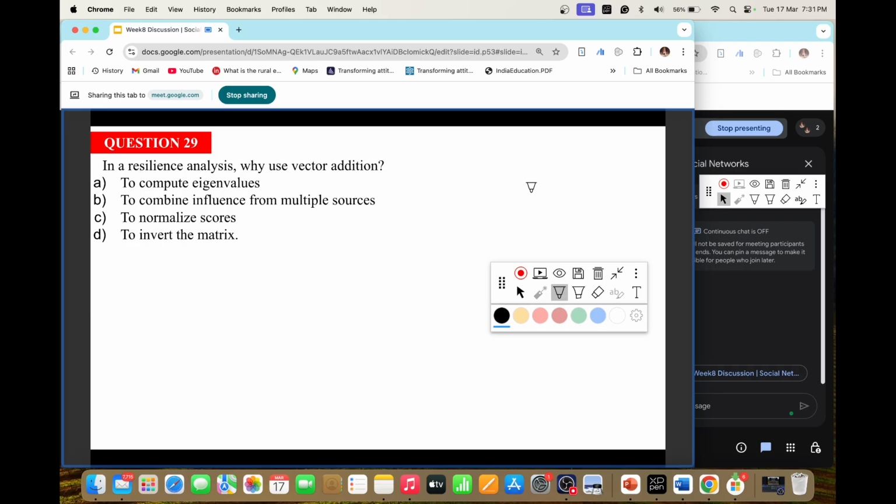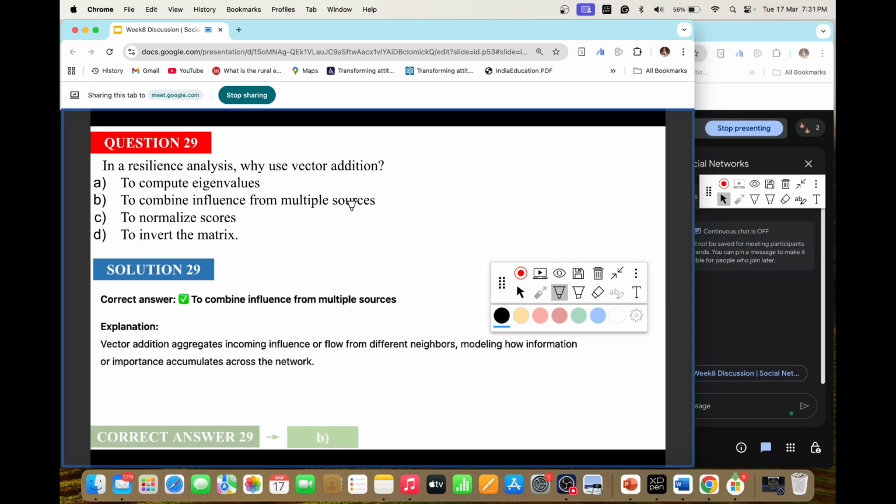Now question number 29: in a resilience analysis, vector addition is used to compute eigenvalues, to combine influence from multiple sources, to normalize scores, or to invert the matrix. So very easy, that is B. To combine influence from multiple sources is the correct answer. Vector addition aggregates the incoming influence or flow from different neighbors, modeling how information or importance accumulates across the network. So option B is the correct answer.